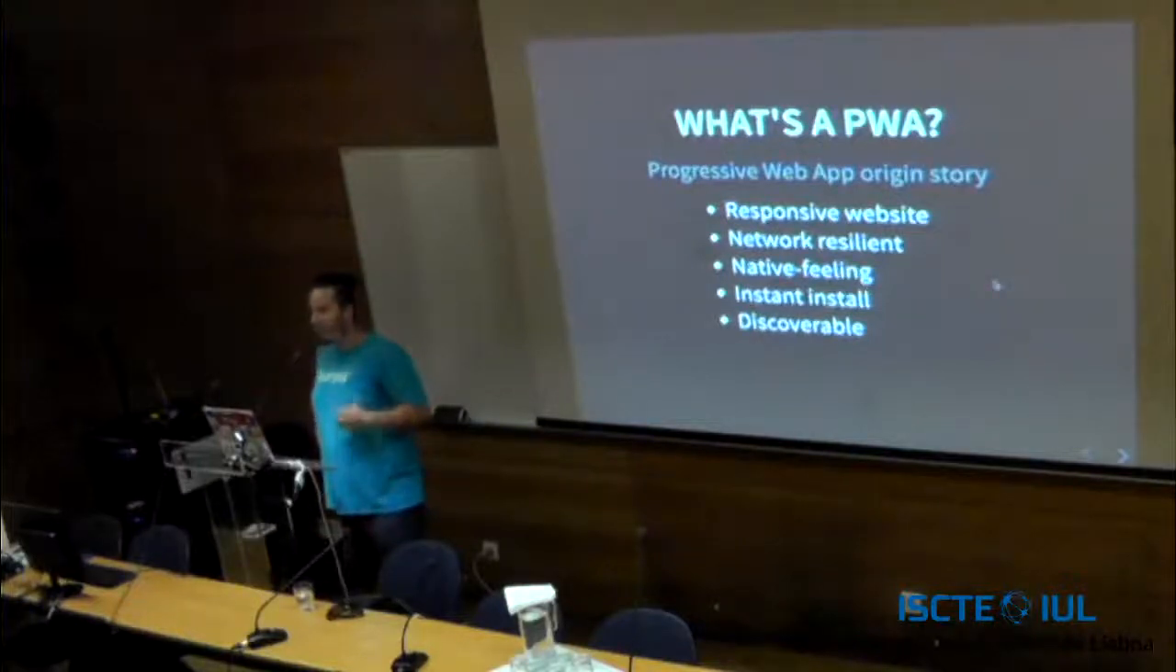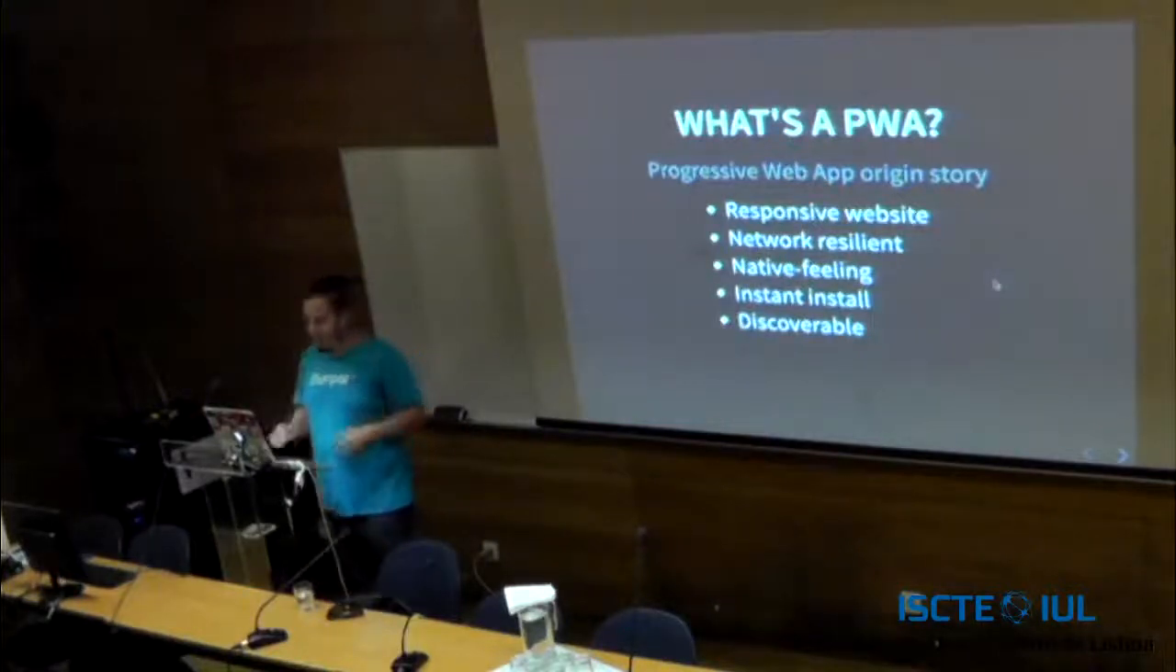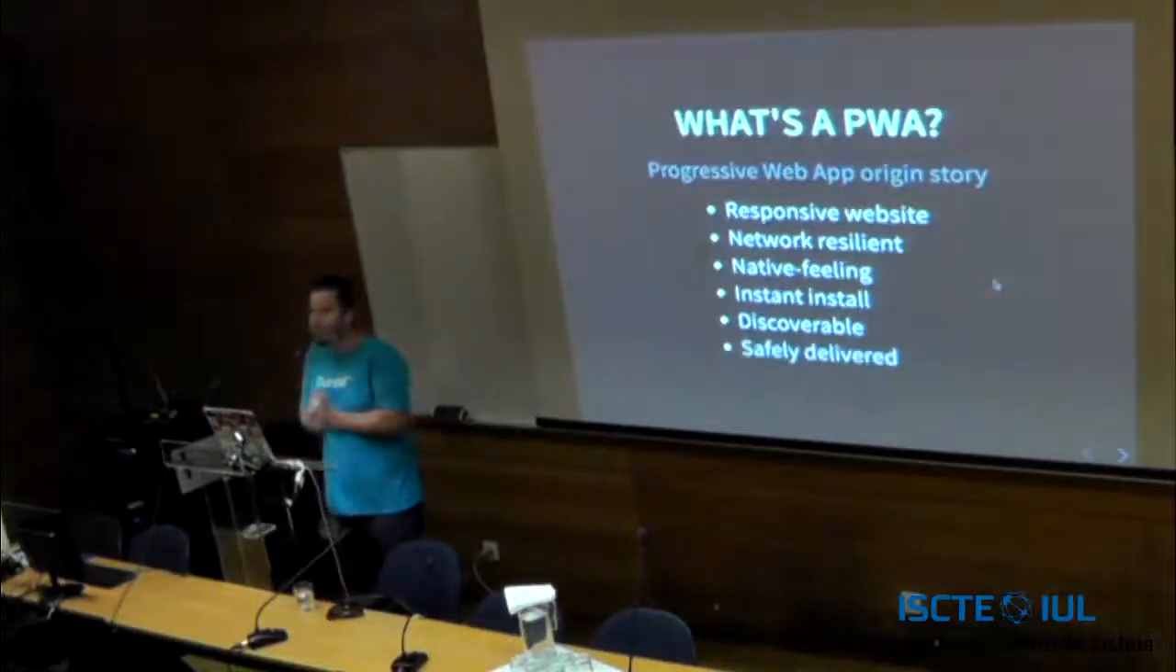So the website needs to be discoverable also. That's like where you're searching in an app store and you're basically searching and you're looking for something. We need to be able to share progressive web apps with links.